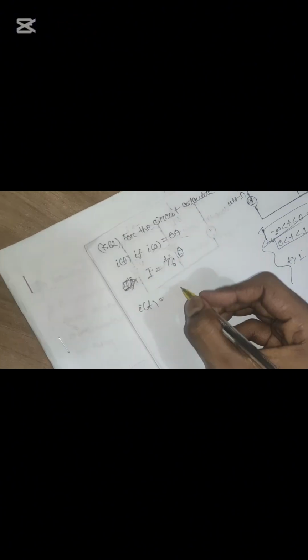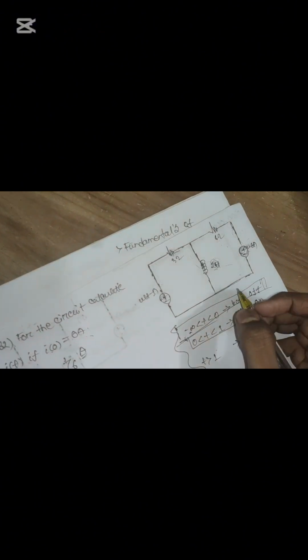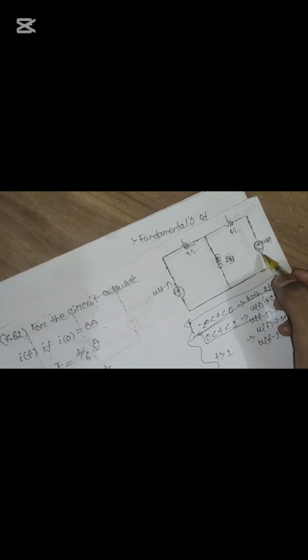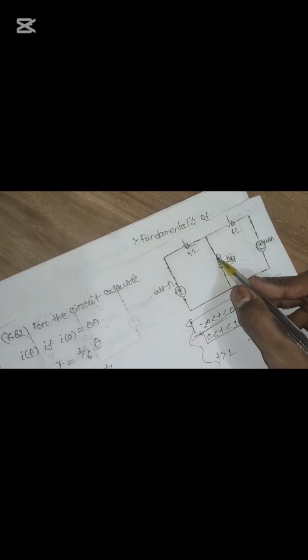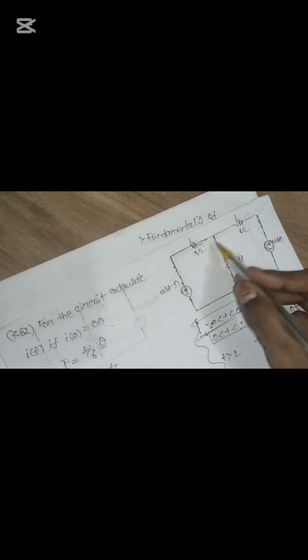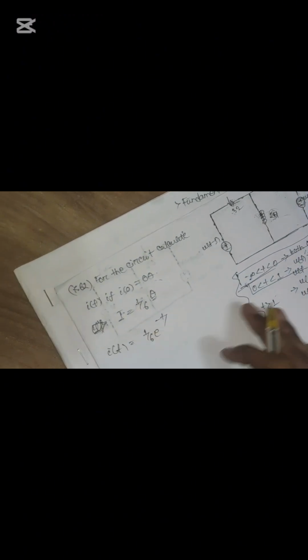So i(t) will be what? As we know, i(0) equals 0. So i(t) will be i(0) e to the power minus t by tau plus i infinity times 1 minus e to the power minus t by tau, so 1 by 6 e to the power minus t by tau. What is the value of tau? For inductance it will be L by R. L will be 2. And R: if we replace the inductor through these two terminals, the 3 ohm and 6 ohm are in parallel. Their equivalent will be 3 times 6 divided by 3 plus 6, which equals 2. So 2 divided by 2 equals 1. So it will be 1 by 6 e to the power minus t.